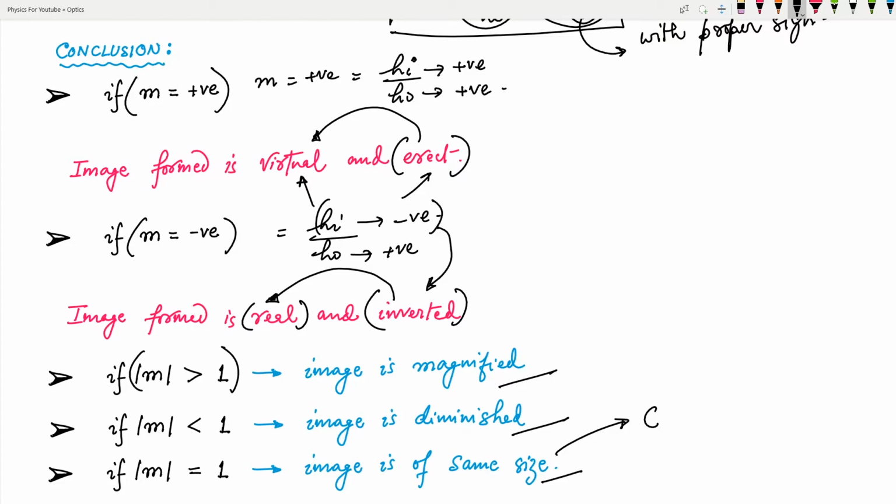Now let's look into some of the numerical problems in order to solidify the concept that we have learned. So let's move on.